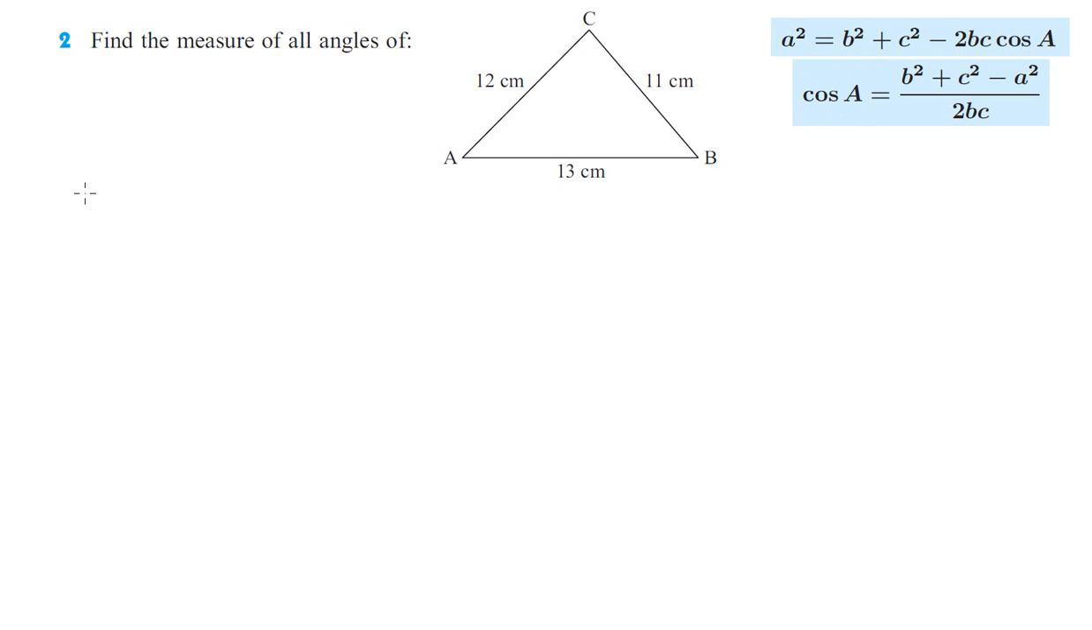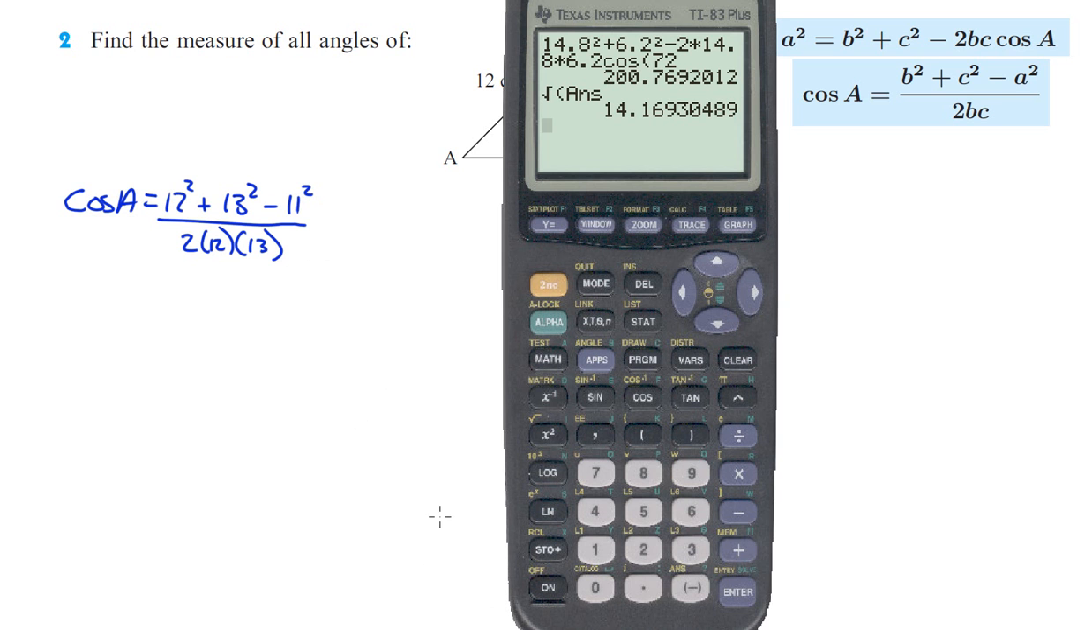So let's do this. Cosine A equals B squared, which is 12, plus C squared, which is 13, minus A squared, which is 11, all over 2 times B, which is 12, times C, which is 13. Okay, so we can again do that on our calculator. I would suggest doing the top first and then the bottom and then dividing the two.